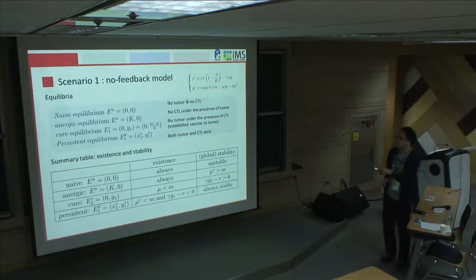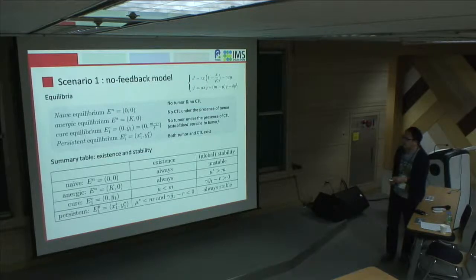If we have a phase portrait here, and here, and here, and here, we have four equilibria. And this is a summary of existence and stability of each equilibrium. I would like to derive some biological interpretation to this term and this term in the next slide. But basically, because this is a very simple planar differential equation, we can show the global stability of each equilibrium.